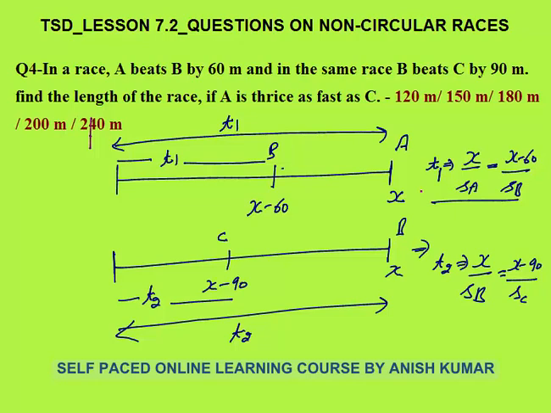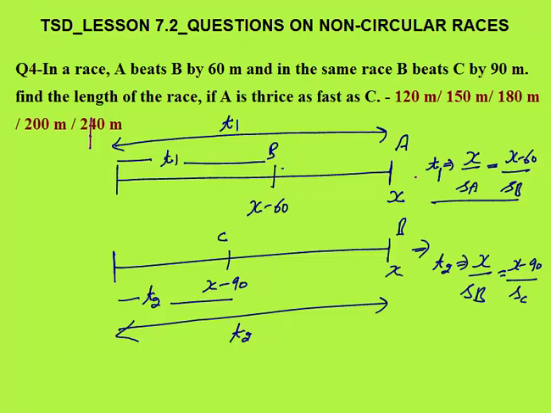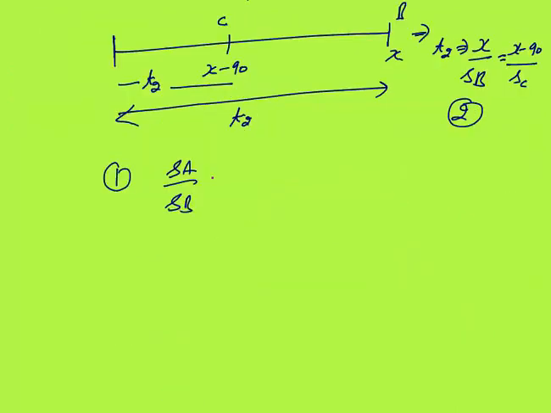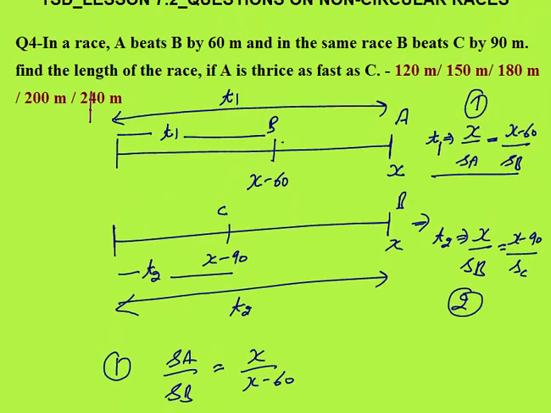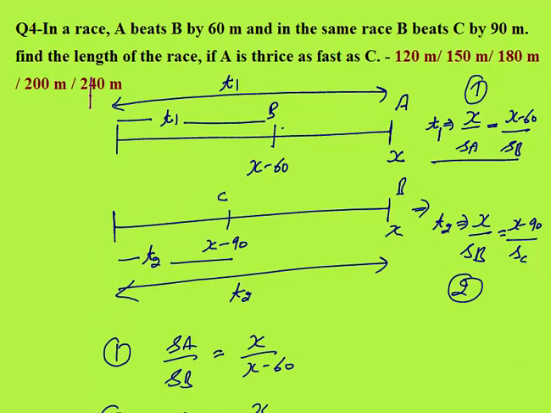This is equation number 1, this is equation number 2. From the first equation you get the speed ratio SA upon SB is x upon x minus 60. From the second you get SB upon SC, the ratio is x upon x minus 90. Now what do we need to find? We need to compare A and C.